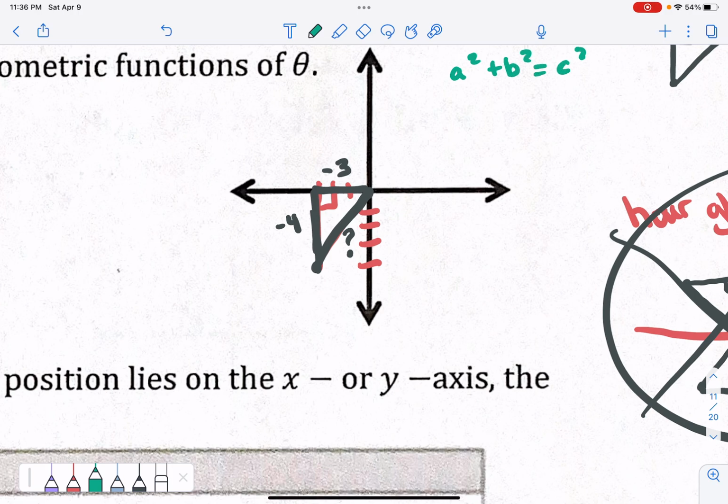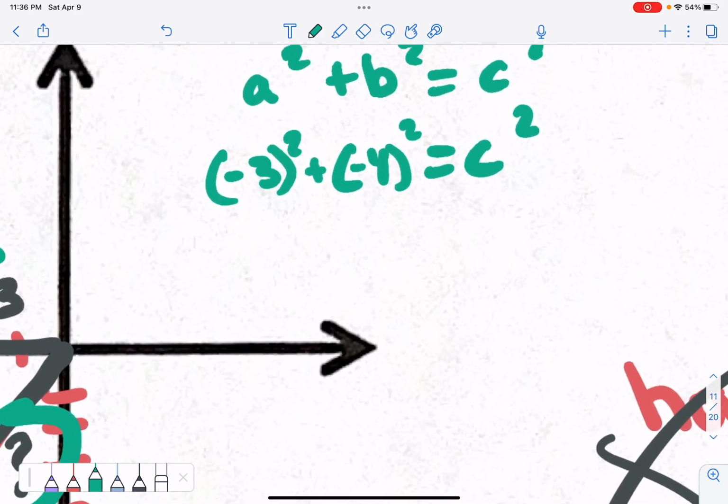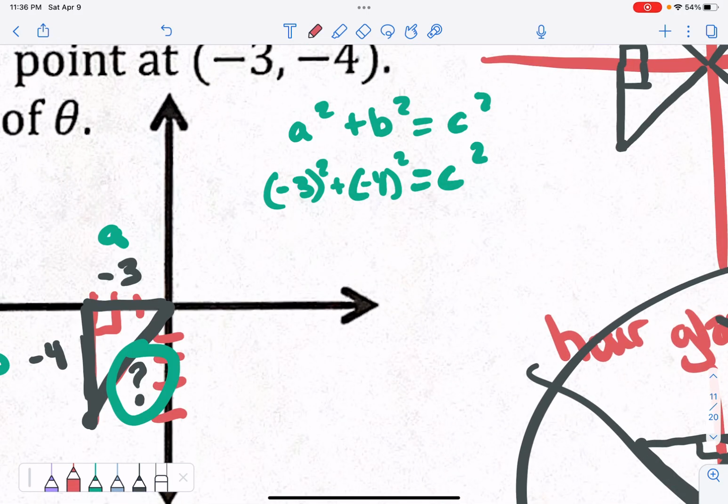And the side that is missing is my side c. That's my longest side, so I'm going to leave it as c squared, okay? And it doesn't really matter what your a and your b are, so let's just say a is -3 and b is -4, okay? So -3, I'm going to square that, plus -4, I square that, and when I square those negatives, they become positive. Like -3 times -3 is a positive 9, plus -4 times -4 is a positive 16, right?